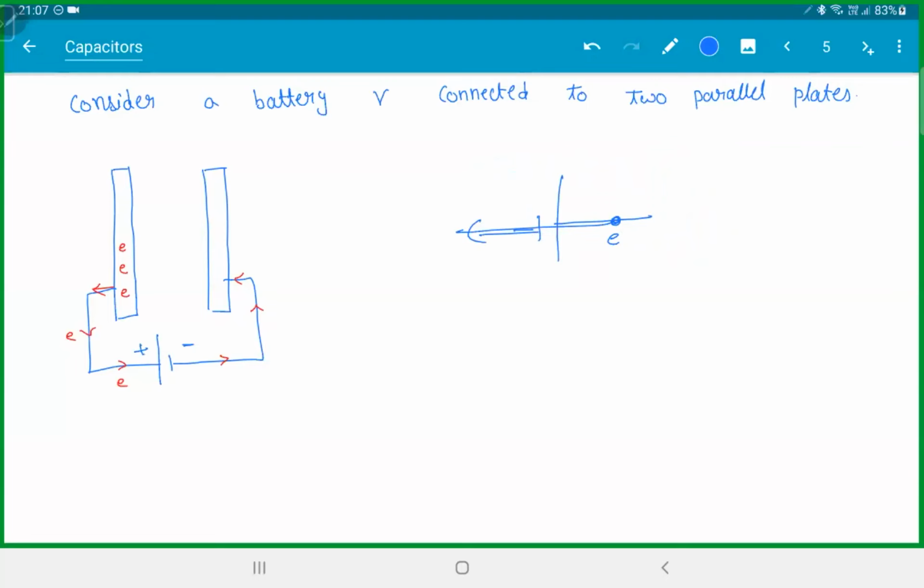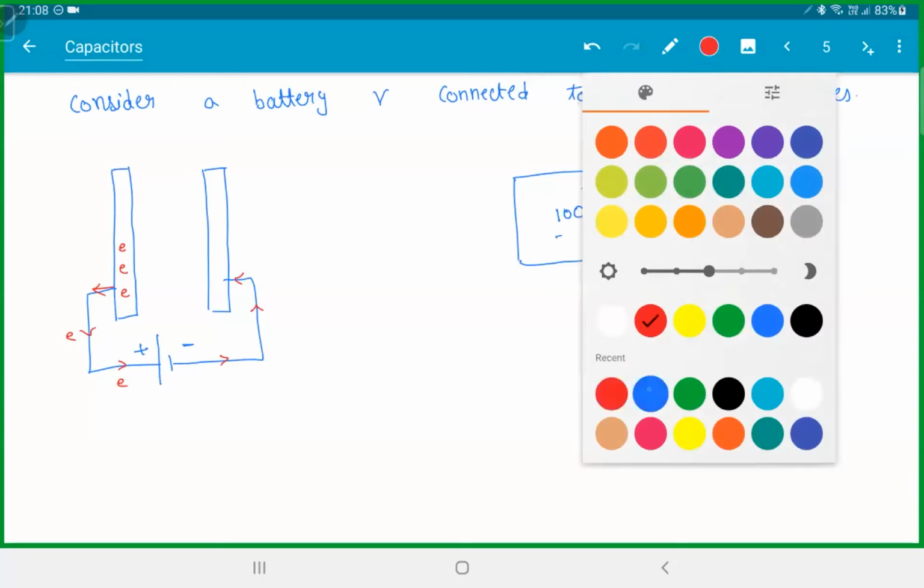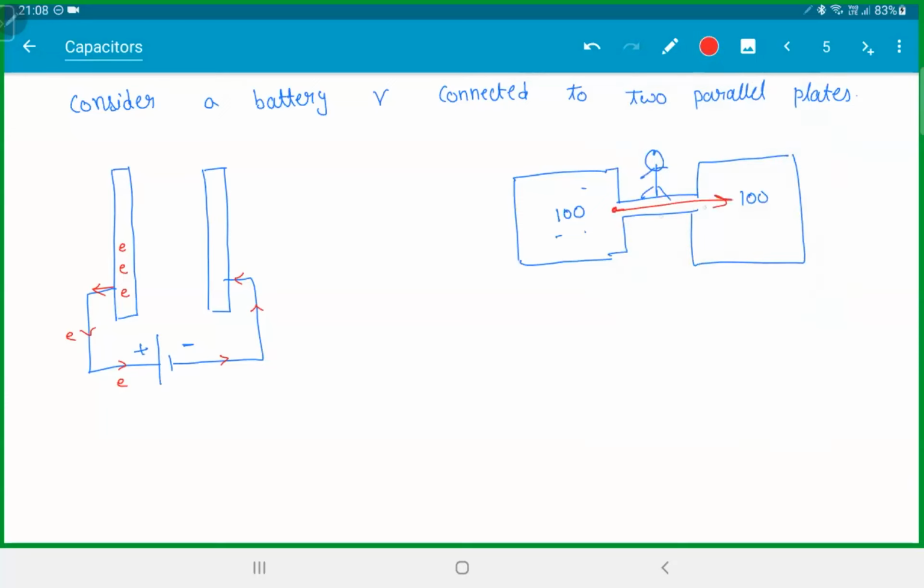Now see what happens here. I'll give a crude example. Imagine we have two rooms here. In this room, there are 100 people, and in this room, there are 100 people. So I'm here in this intersection. Let's say I'm a very strong person. Whoever comes near the door, I'll catch them and push them into this room.